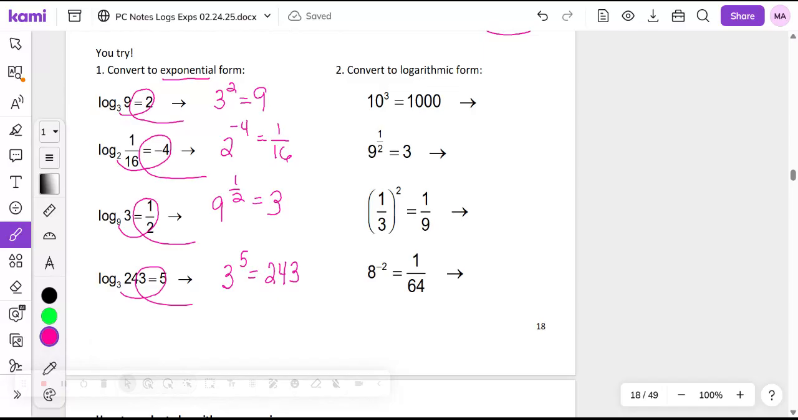Okay, so I did the exponential ones for you. Hopefully you did okay on those. Now go ahead and make sure you do the logarithmic ones, and let's see how you do on those. Once again, pause the video. You're going to have to get really comfortable with this.